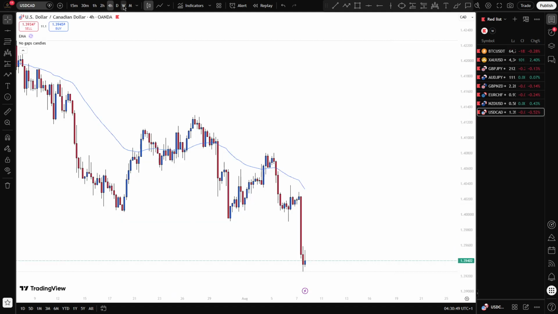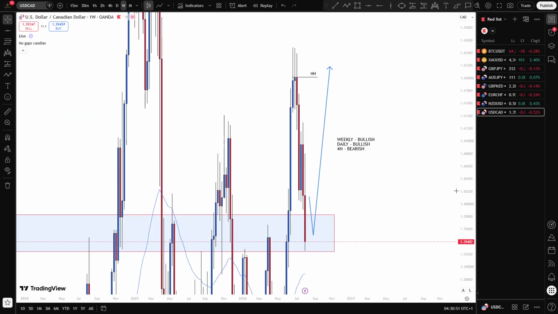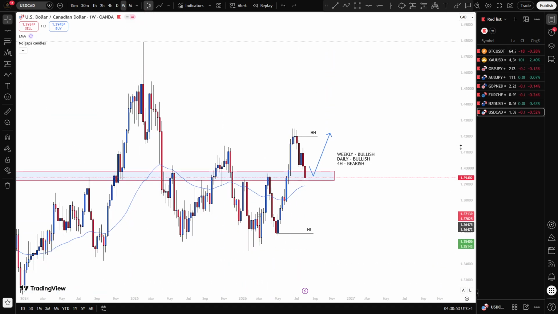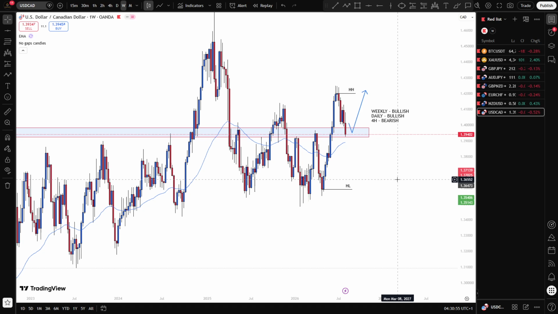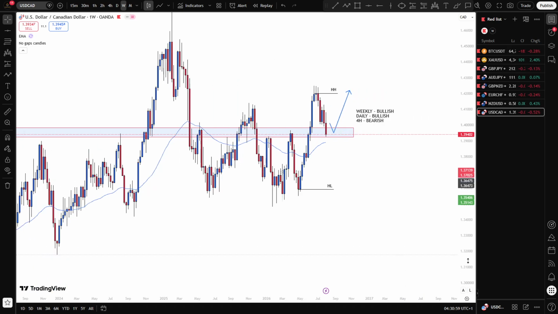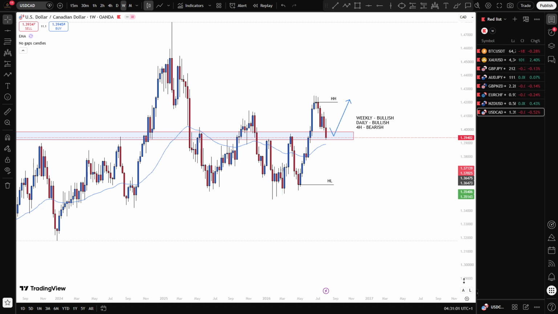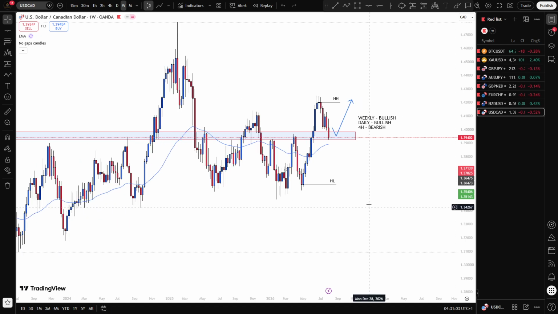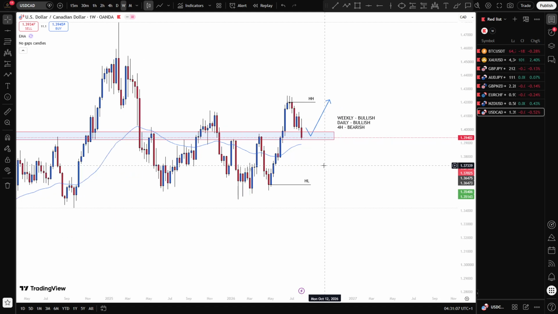So USD CAD is one of the best structures I've seen so far in the last 3 months. On the weekly time frame, a clean break, come back to retest it.